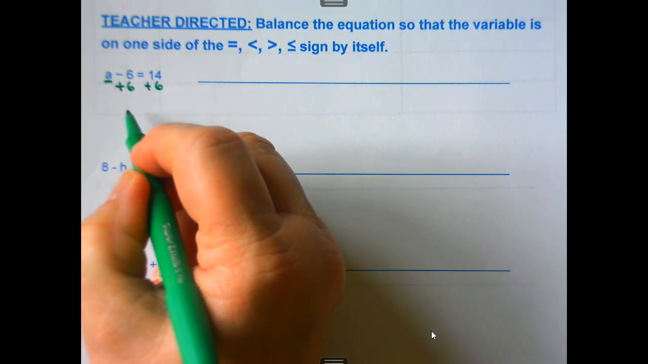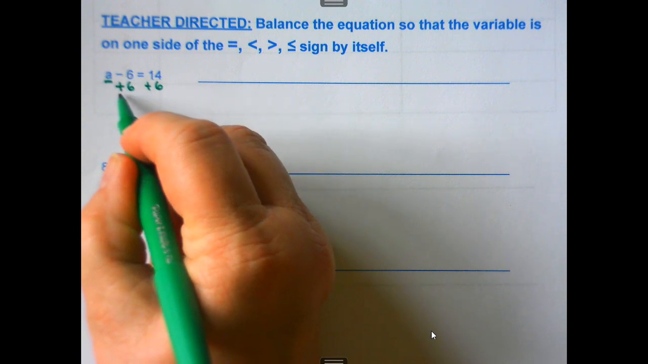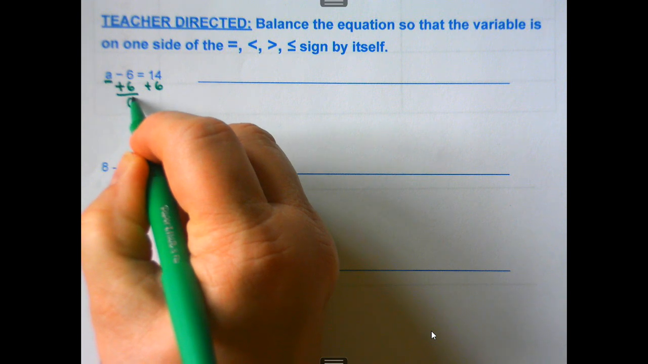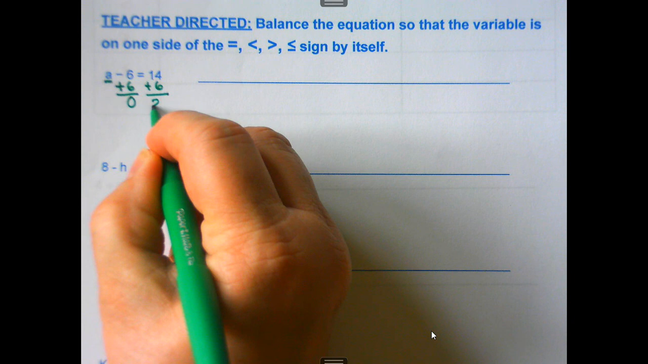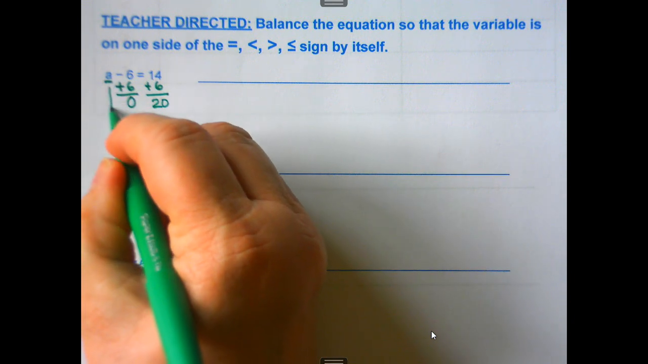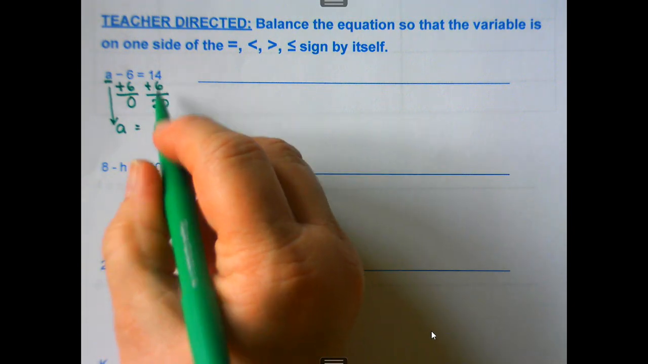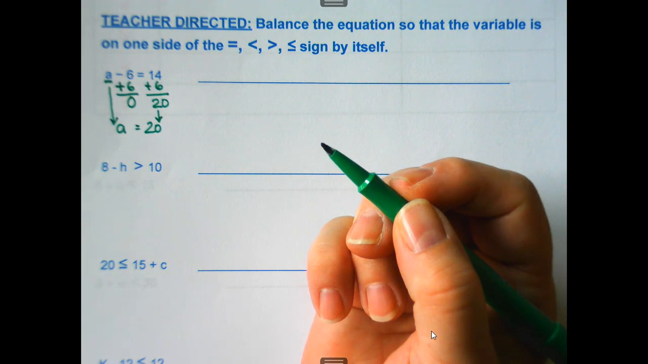The reason that I add 6 is because it is A subtract 6 up here. Negative 6 plus 6 gives me 0. And on the other side, 14 plus 6 gives me 20. I'm going to bring the variable down here, put the equal sign in there, and bring the 20 down. That is what our variable equals.